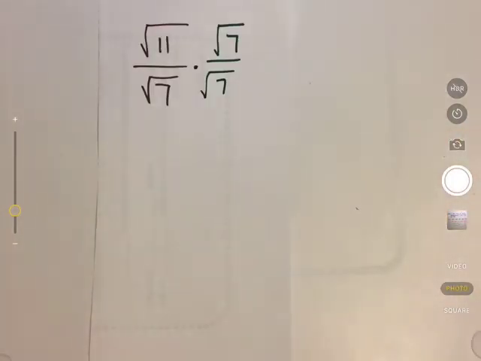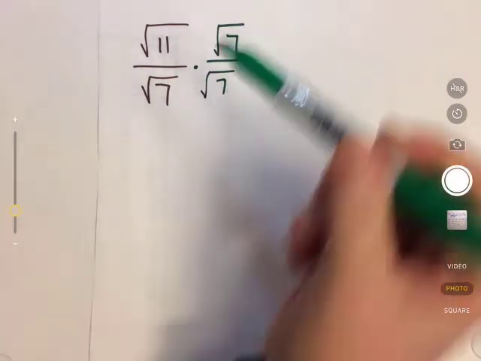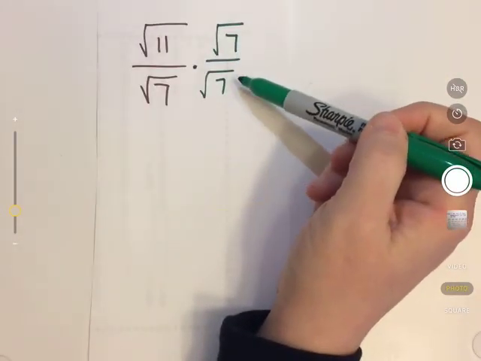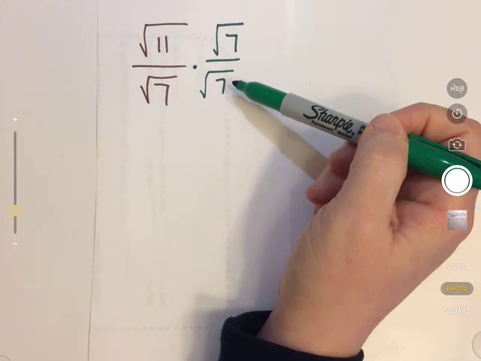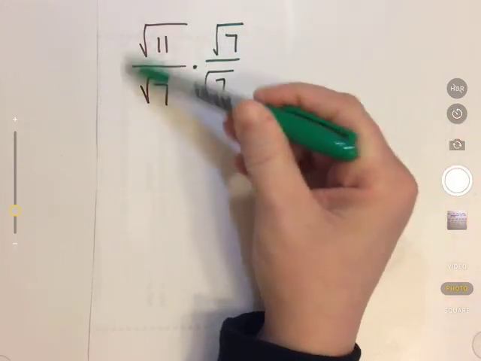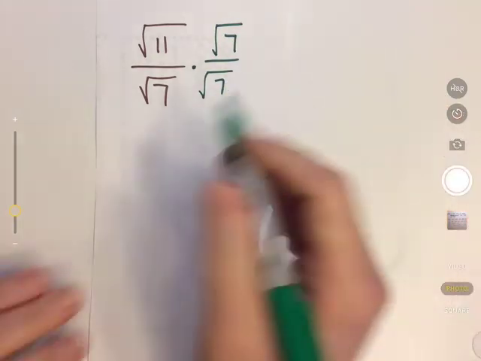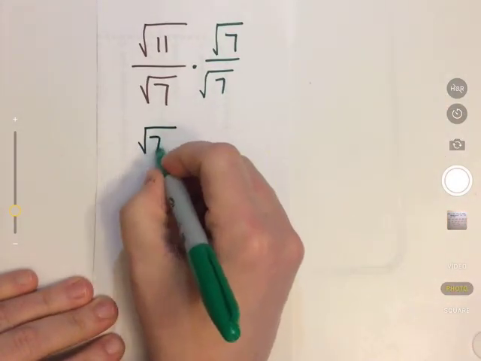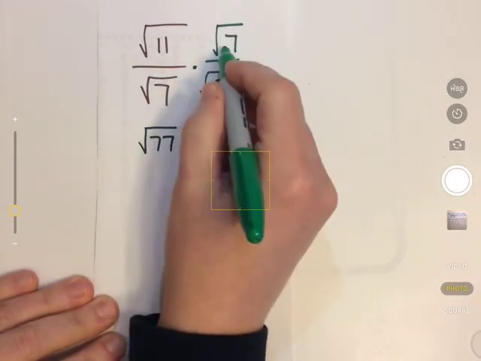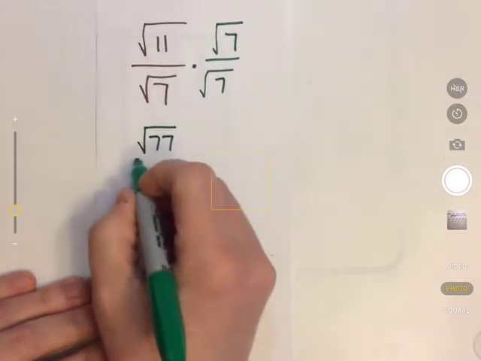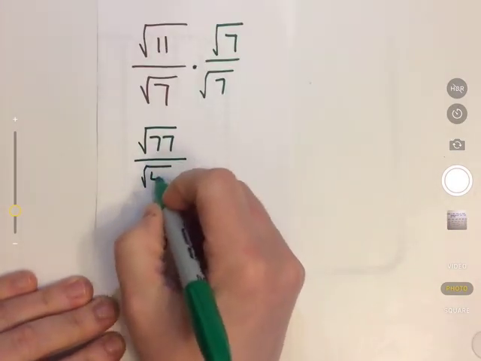So when we rationalize the denominator, remember you have to multiply both the top and the bottom by the same fraction, so that we're actually multiplying this first fraction by a fraction equal to 1. So now we have the square root of 77. Both are in radicals, so I can multiply them together, over the square root of 49.